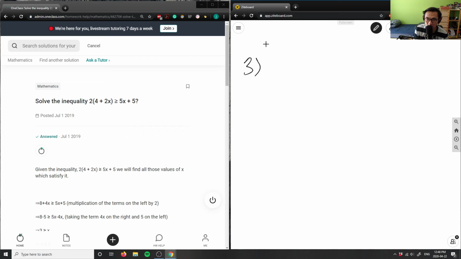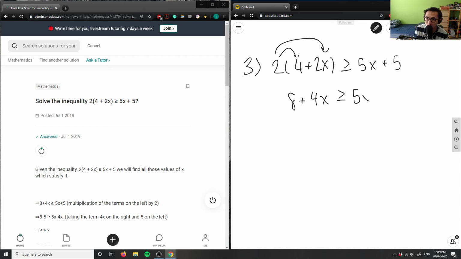So I have here 2 times (4 plus 2x) is greater or equal to 5x plus 5, right? So again, what I would do first is the distributive property. I would distribute this 2 into here and this 2 into here, right? So 2 times 4 equals 8. 2 times 2x equals 4x. So I would get something like this.